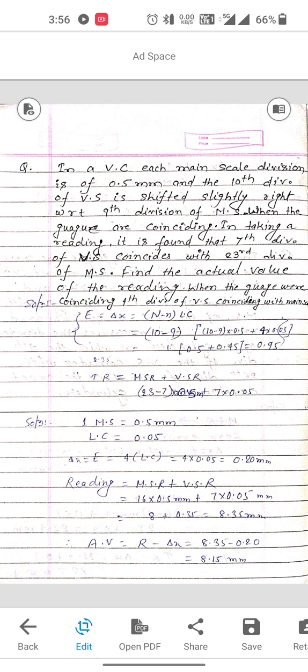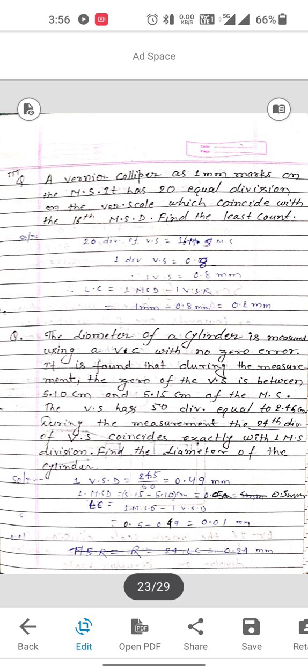Reading from main scale 16 into 0.5, vernier scale 7 into 0.05, that will come 8.35. Then the actual value will be reading minus delta x, 8.35 minus 0.20, that will be 8.15. That is the answer.